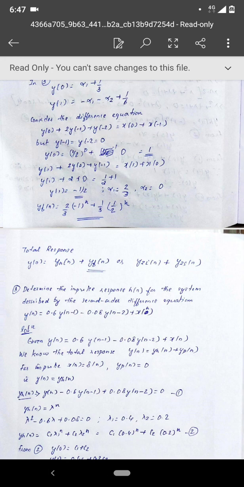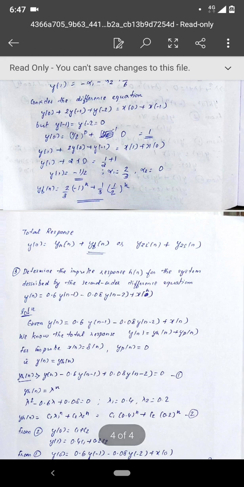So what will be the total response? You simply add the natural response with the forced response, and you'll get the total response. So that is the second method of the superposition principle.